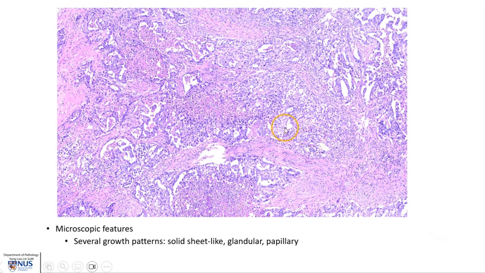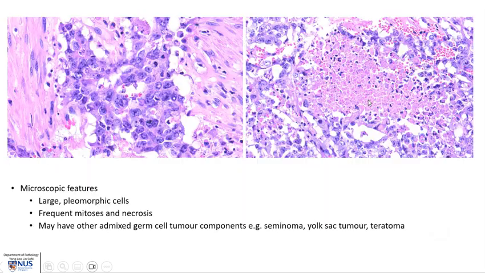There is a separate video demonstrating a virtual microscopy slide of embryonal carcinoma admixed with seminoma. Briefly, on microscopy, we will usually see several growth patterns. There may be some more solid or sheet-like areas admixed with glandular areas, like here we can see some gland formation, and also sometimes papillary areas. And in this tumor, we can also see that there are many areas here, and here of necrosis.